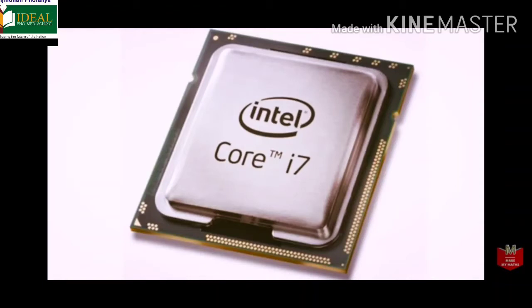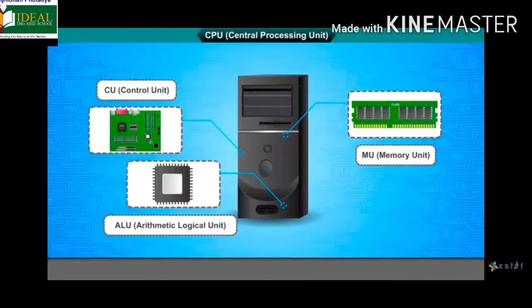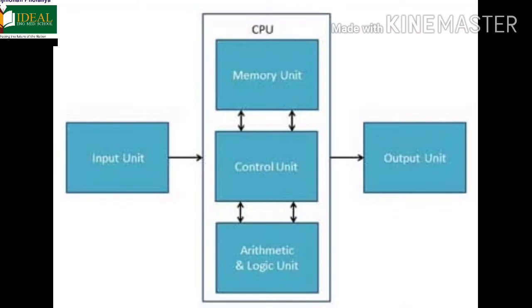A small chip made up of silicon is known as the microprocessor. All the electronic circuits of the computer are fixed on this small chip, called the microprocessor, which is fixed on the motherboard, which plays an important role in the CPU. The CPU consists of three components, which are the control unit, the arithmetic and logic unit, and the memory unit.